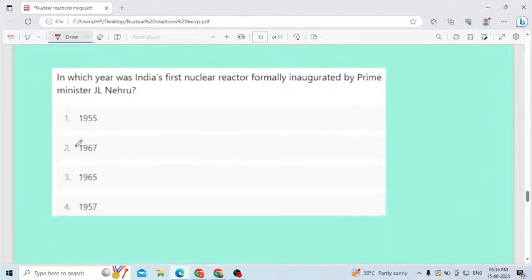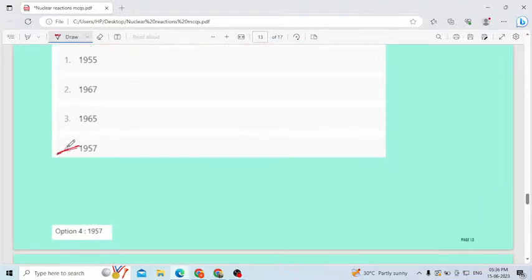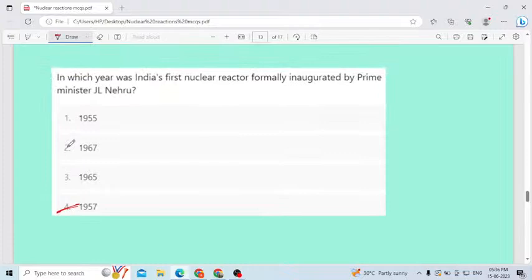In which year was India's first nuclear reactor formally inaugurated by Prime Minister Jawaharlal Nehru? First option 1955, second option 1967, third option 1965, fourth option 1957. The correct answer is 1957. In that year, India's first nuclear reactor was formally inaugurated by Prime Minister J.L. Nehru.